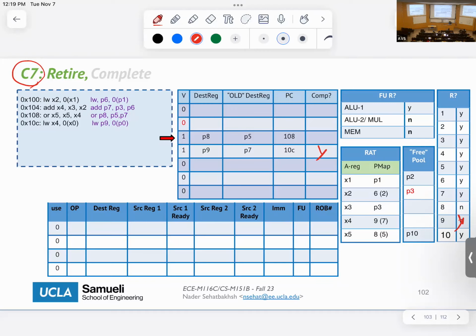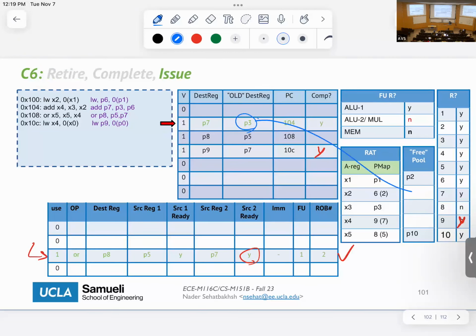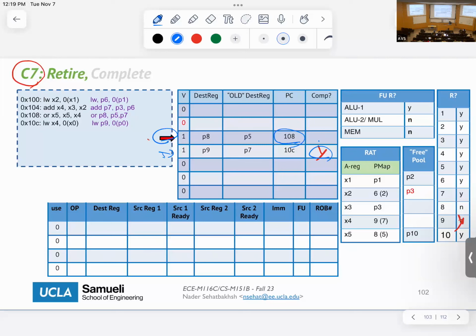I can technically retire this, but since the head of the ROB is here, I cannot retire this instruction before this instruction. So this one has to wait. I have to retire this one first, but since this one has been issued in the previous cycle, I cannot retire it. I have to wait. So basically nothing really happens at this point. The only thing is that I retire one instruction, which is this one, so I put this one back into my free table. That's the only thing that happens here.